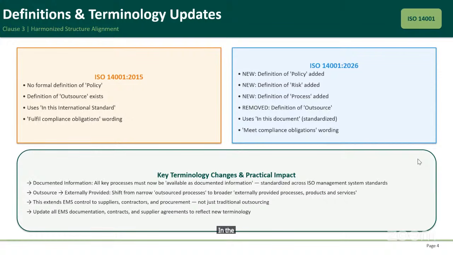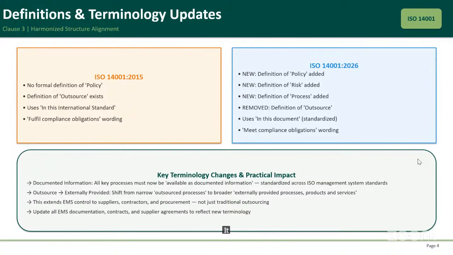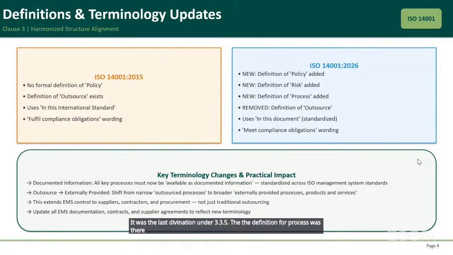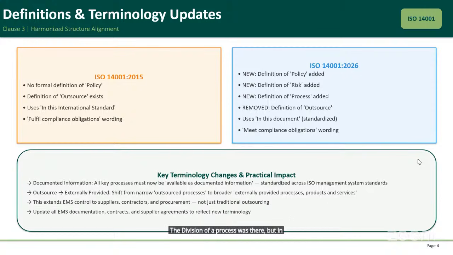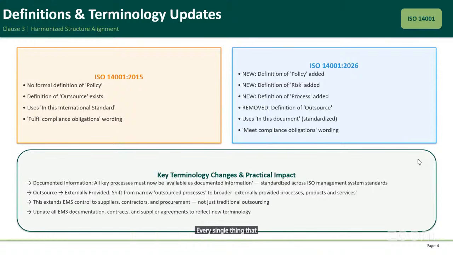In the earlier version, we had a definition for process also. I'm seeing that now. It was the last definition under 3.3.5. The definition for process was there, but in the new version, we do not have a definition for process. These are just minor changes anyway, but like I said, we want to look at every single thing that changed when it comes to the ISO standard, what was added and what was removed.